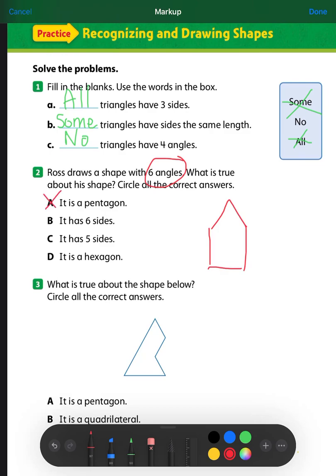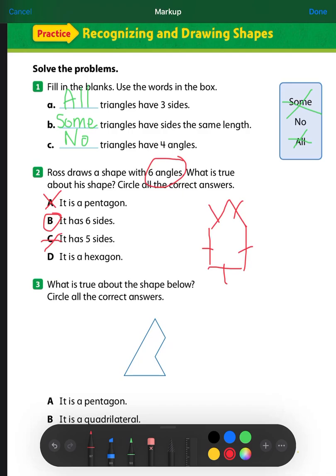Let's read B. It has 6 sides. So if it has 6 angles, it will have 6 sides. That's correct. Let's keep reading. C, it has 5 sides. Now we talked about a pentagon. A pentagon has 5 sides, but not 6 angles. So it cannot have 5 sides and 6 angles. So C is not correct.